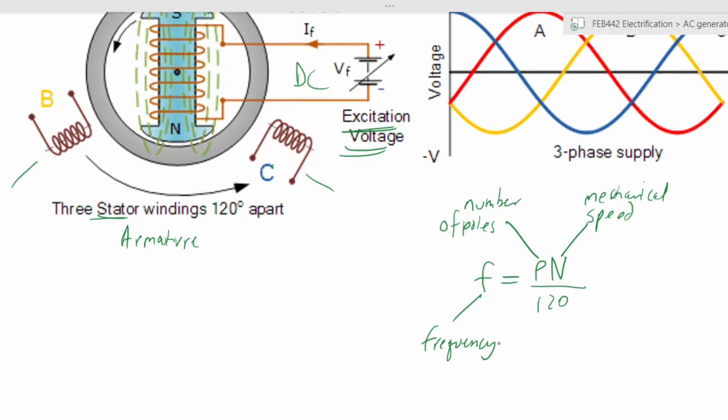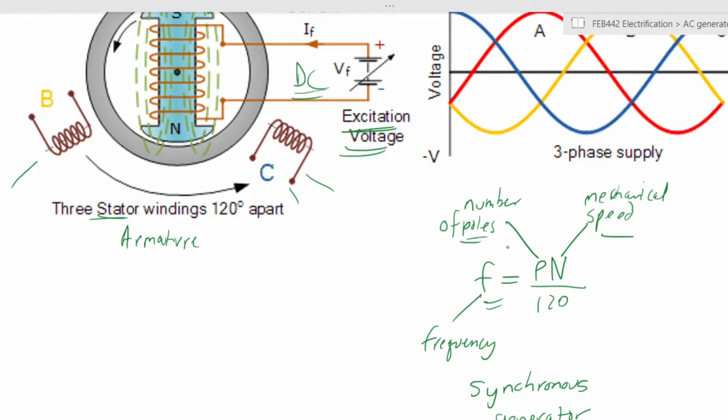Now, because of this relationship, the frequency is only determined by the number of poles and the mechanical speed. The value of DC that you apply is not relevant to the frequency. The amount of voltage that is produced is not relevant to the frequency. The frequency is only determined by how fast you spin the rotor and the number of poles that you have built into the rotor. And for this reason, that is where it gets its name of being a synchronous generator, because it maintains synchronicity with the mechanical speed at which it rotates.